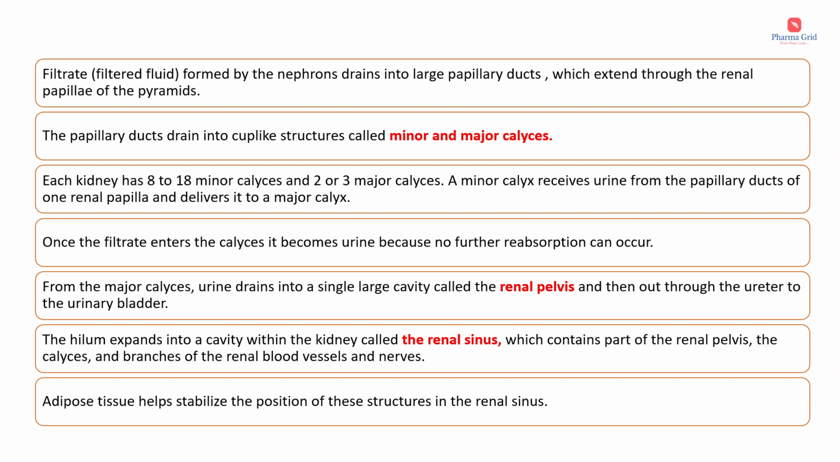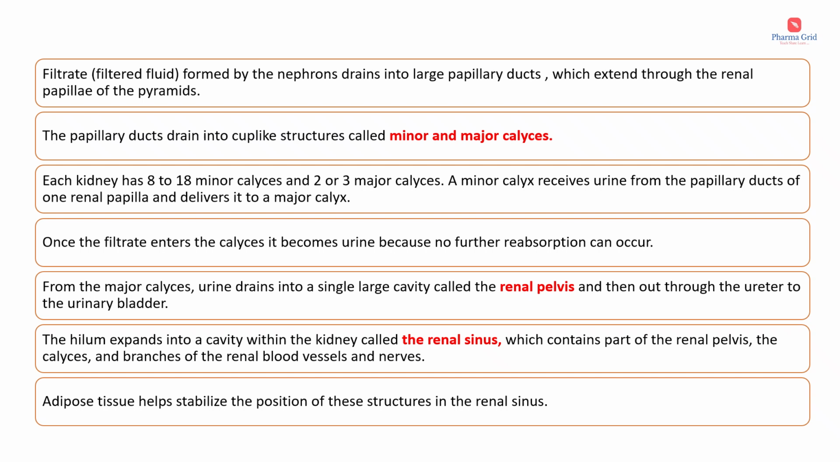Simply put, the filtrate is formed within the nephron, the functional unit of the kidney. From the nephron the filtrate drains into large papillary ducts, and from the papillary ducts the filtrate enters cup-like structures called the minor and major calyces. Once this filtrate enters the calyces, it becomes urine, because no further reabsorption can occur.